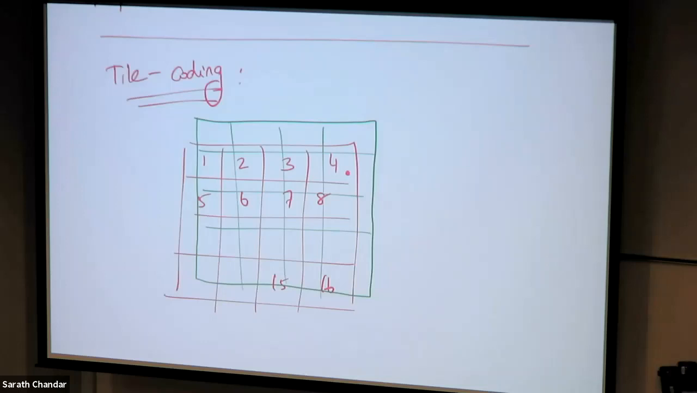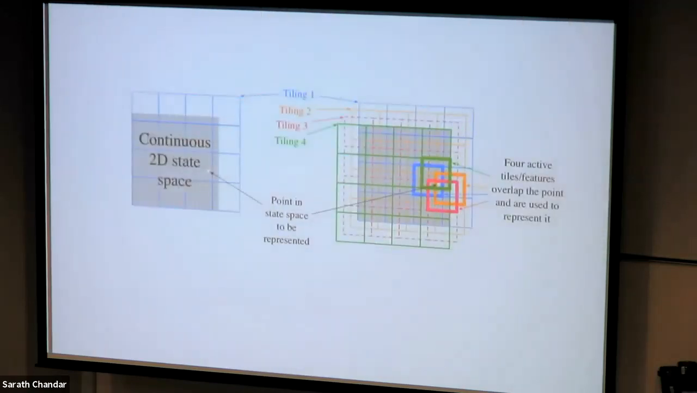Okay, it looks ugly, but you get the idea, right? Now this has its own tile features. Now I can have as many tilings as I want. Okay, so maybe I'll go to the neat picture. So here you see that there are 4 tilings. Okay, blue, orange, red, and green tilings.